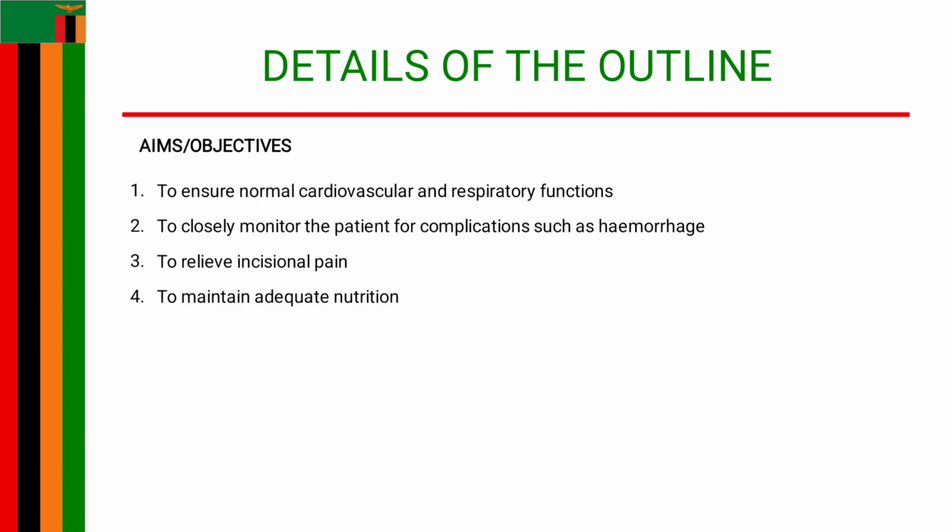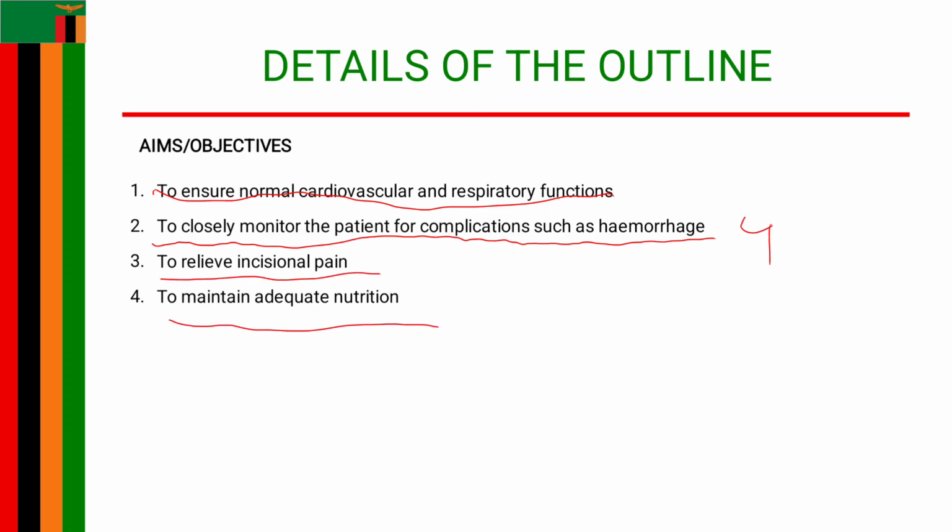The first point, of course, you talk about the aims. In terms of the aims, you can say to ensure normal cardiovascular and respiratory functioning. Apart from that, you can say to closely monitor the patient for complications such as hemorrhage. Of course, this can come as point number 4. And you can talk of to relieve incisional pain and also, of course, to maintain adequate nutrition. So these are some of the aims you can use. No matter the type of post-op that you are given, these aims will still apply.